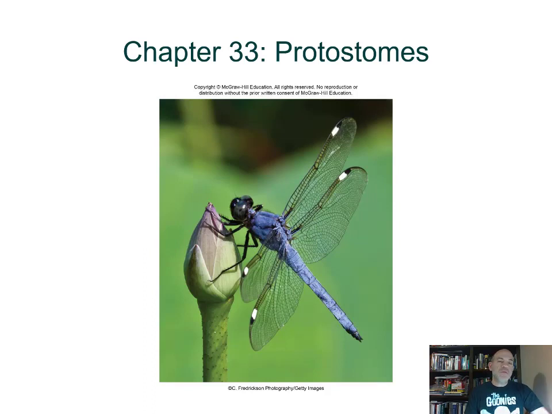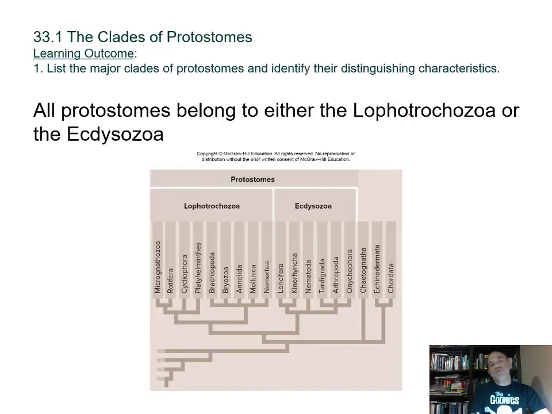So this chapter, we're going to look at the protostomes, which are the bilaterians, and on that image there is a picture of an arthropod, and arthropods close out the chapter. Here it's a dragonfly, and so we'll see those in the last section as phylum Arthropoda. So looking at section 1, is an overview of the clades of the protostomes, and so your learning outcome is to list the major clades of the protostomes and identify their distinguishing characteristics.